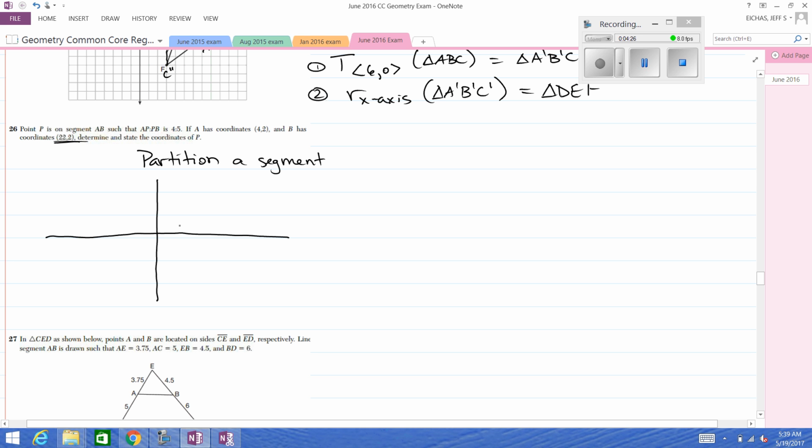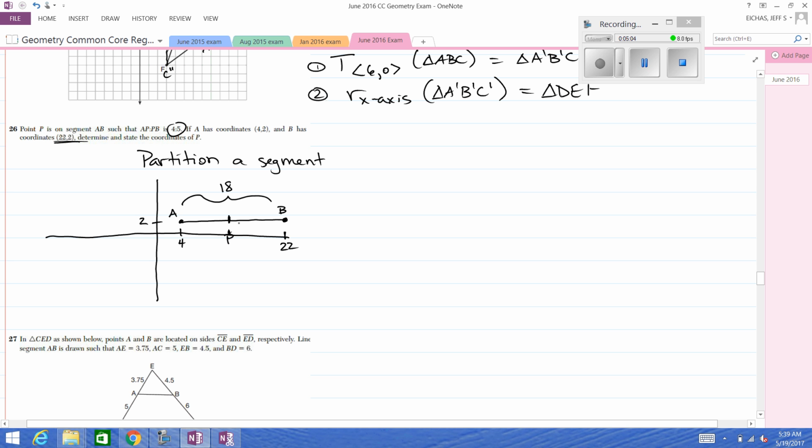So I'm going to estimate 4.2 about there, and then way over here at 22.2 is where B is going to land. So what is this telling us? It's telling us that all the way from A to B is 18. And we've got to find a way to make this 4 to 5. So P is going to be closer to A than B, but it's almost the center. So I'm going to estimate P right there, but we've got to figure out exactly what that is.